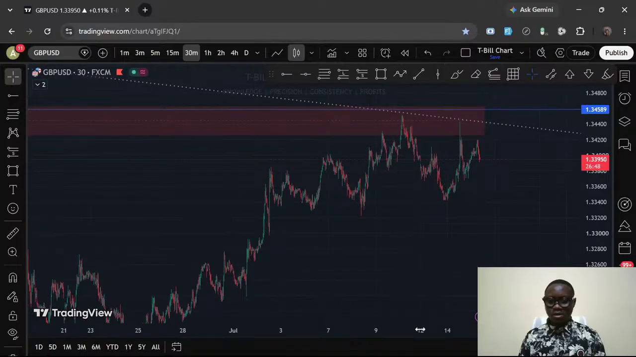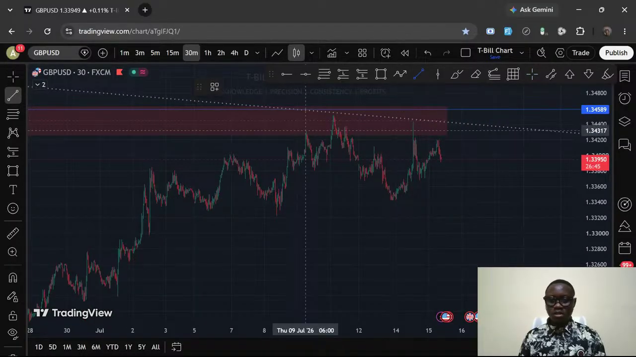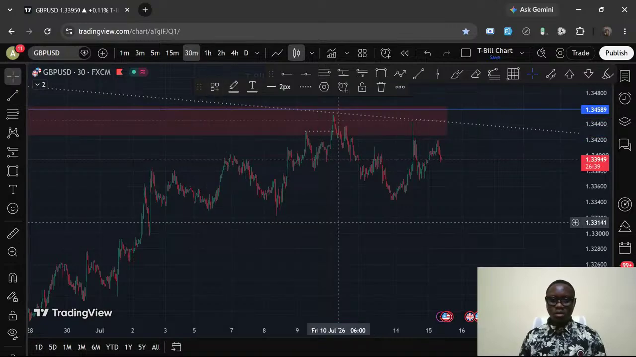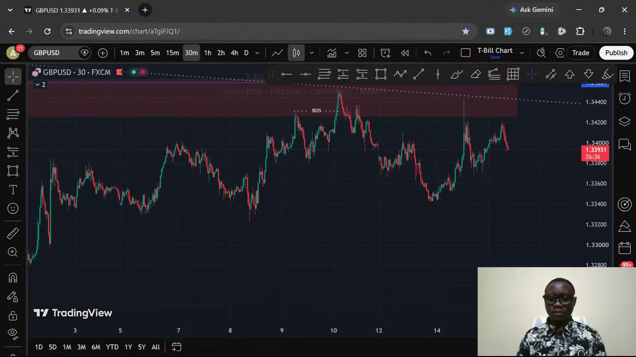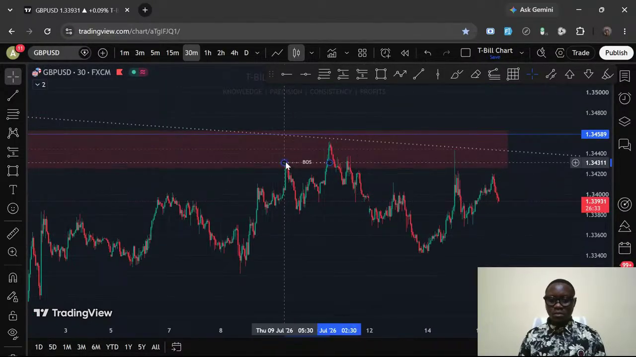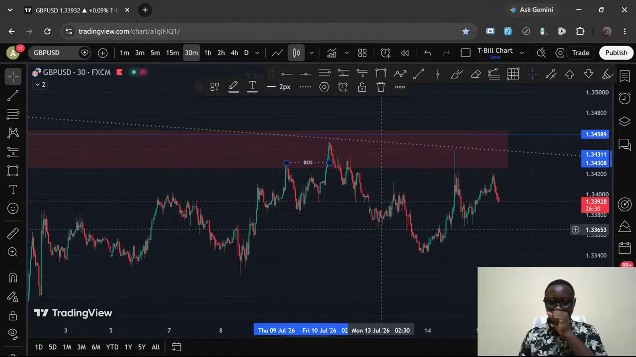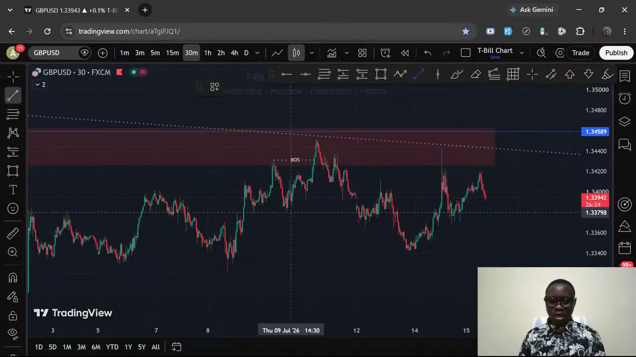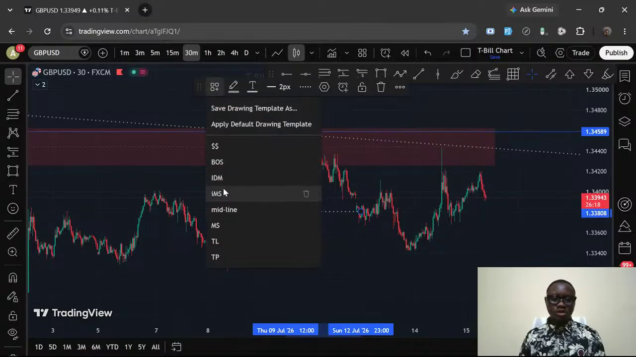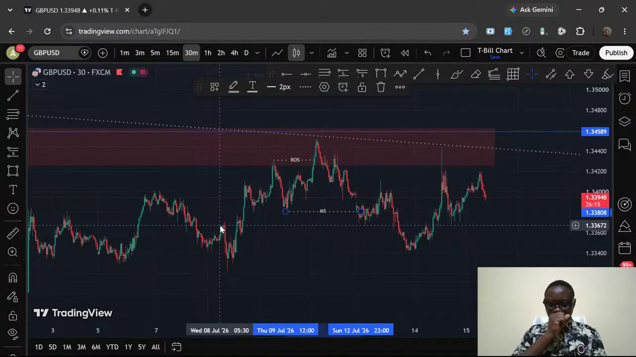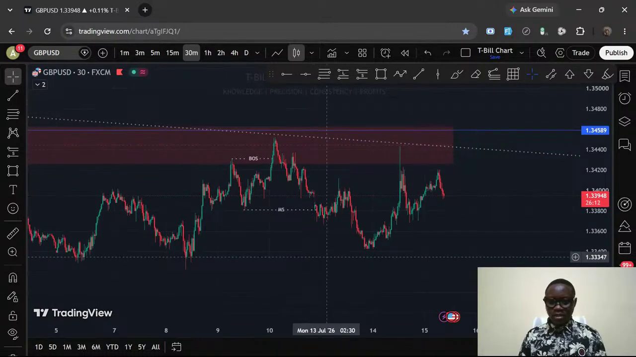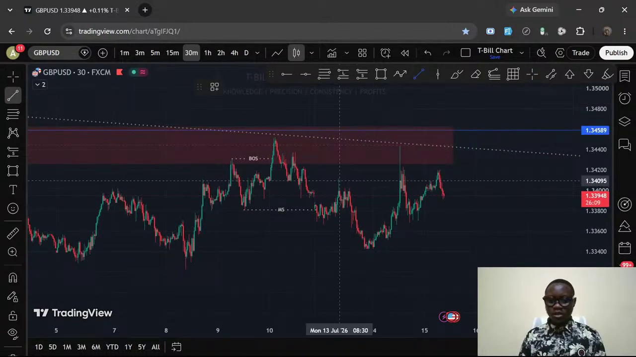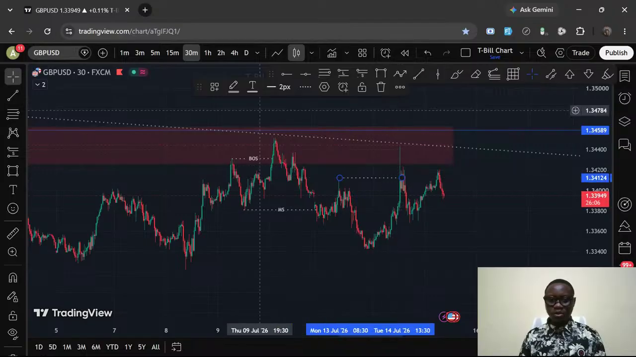So this is the last break of structure to the upside, the POS. So this becomes our market structure shift, MS. And obviously this is our inducement, IDM.